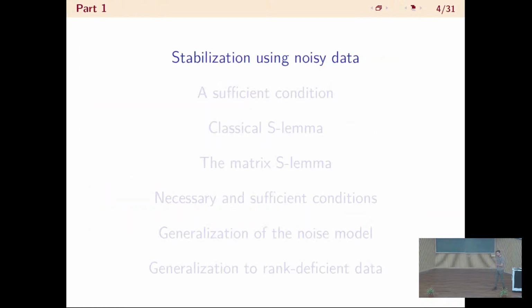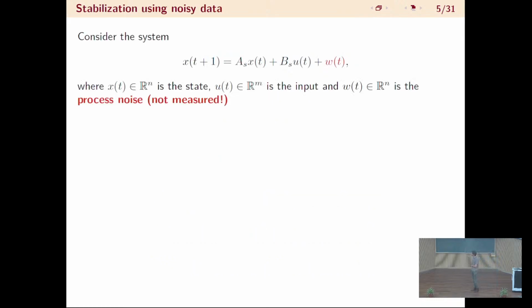Okay. Let's talk about the setup then. I'll consider, again, input state systems. U is the input, X is the state. And W here is what we call a process noise term. It's a noise term affecting the dynamics of our system. And this noise term is not measured. So we do not have access to Wt at time t.